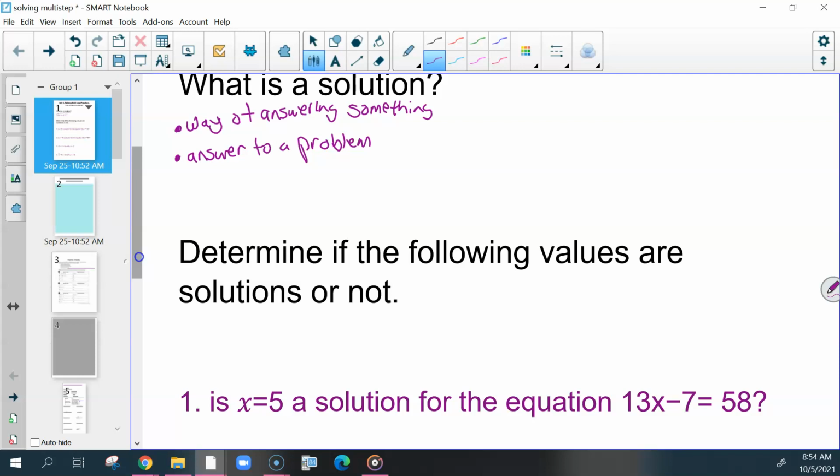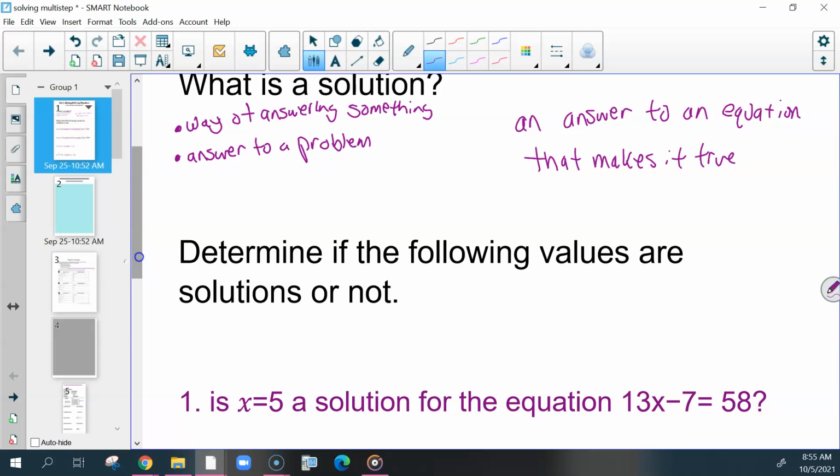Right, so we're trying to define that. So we don't add. I'm not going to put the solution is the answer. Right, so yes, a solution is an answer. I'm going to expand that just a little bit. I'm going to say a solution is an answer to an equation that makes it true.